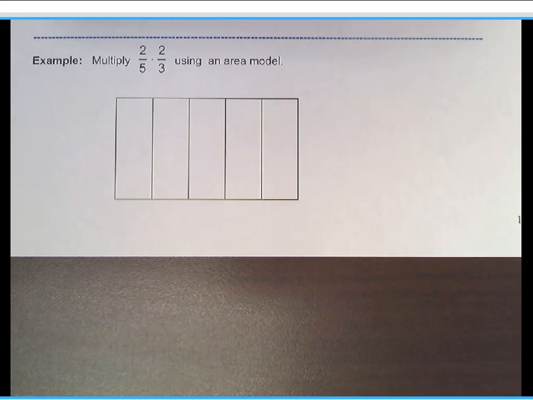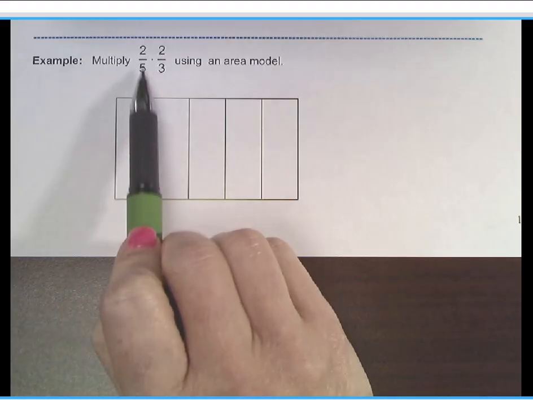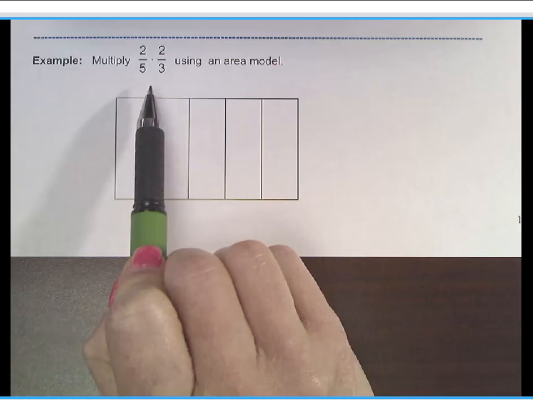Now we're going to look at how you would model multiplication of fractions on paper. So what kind of a model could you use for this? We're not going to use a number line. We're going to use what's called an area model. So we're going to multiply 2/5 by 2/3 using this area model.